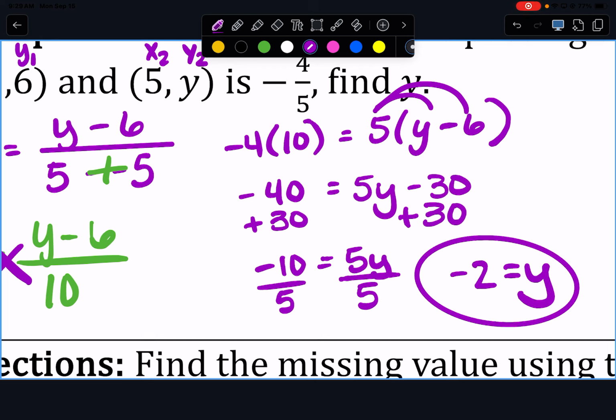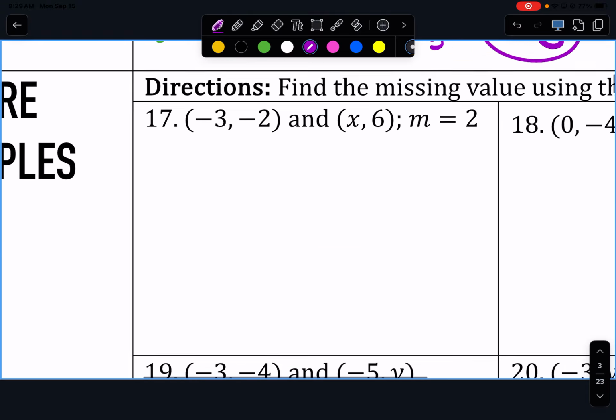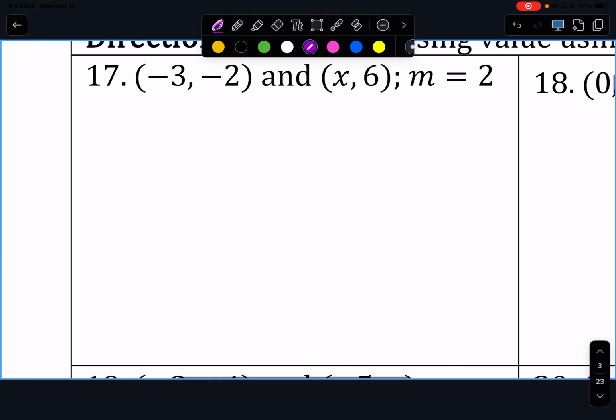So we are really just doing the same thing we've been doing, but then adding it with solving an equation. Okay? So now we're going to do 17, 19, and 21 together. So for 17, what is our slope?